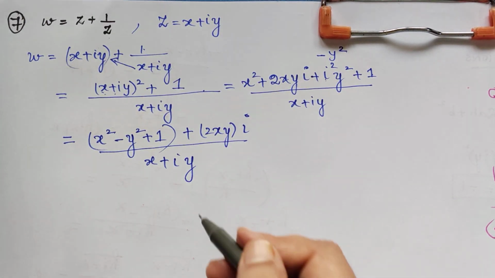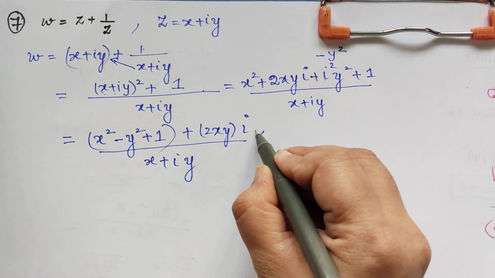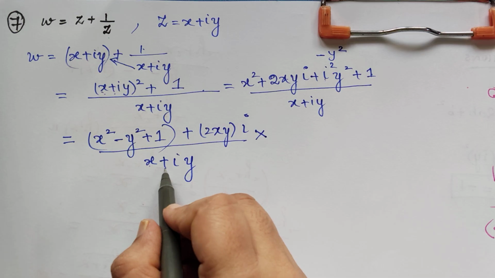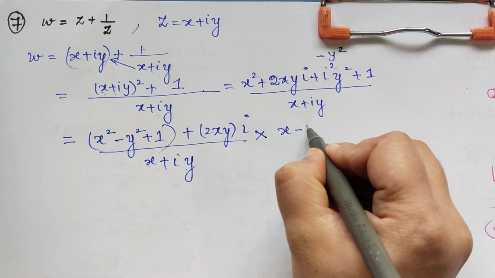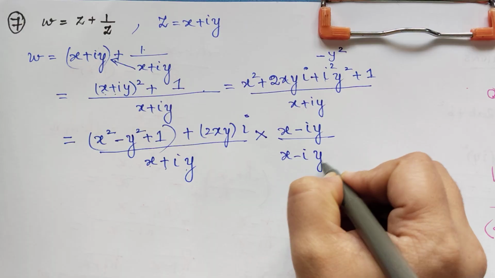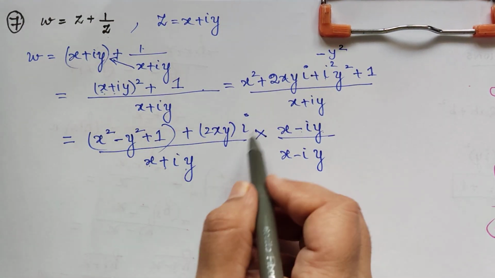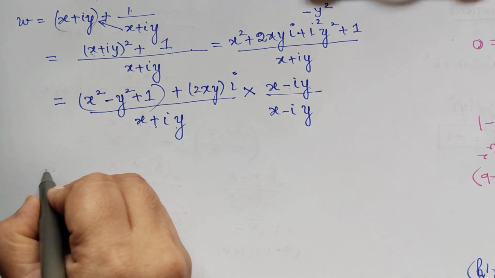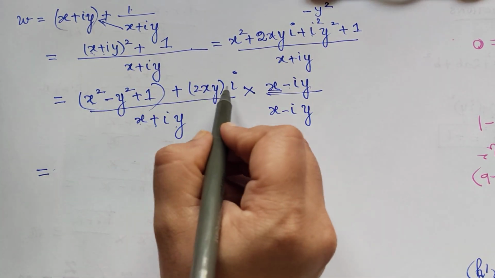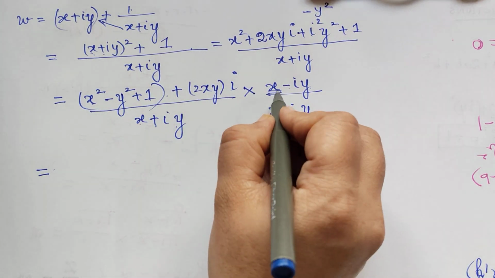Now we see that the denominator is a complex variable. So we have to multiply and divide by the conjugate of the denominator. The conjugate of x + iy is x minus iy. So we multiply and divide with the same. Now when we multiply x minus iy with this term, x gets multiplied with each of the terms in the numerator.